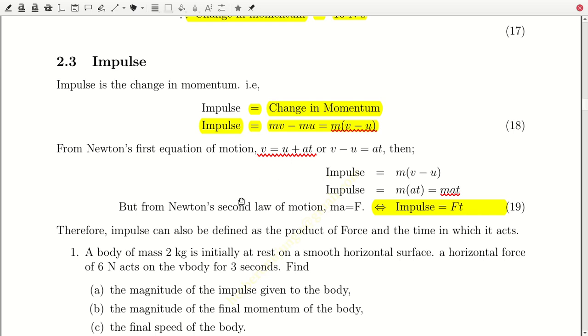Because you know that if a particle is moving at a speed u and then changes to a speed v, it means there is a force which is trying to change that speed. So that's the force which we are using in this case, which we shall maybe call the impulsive force.